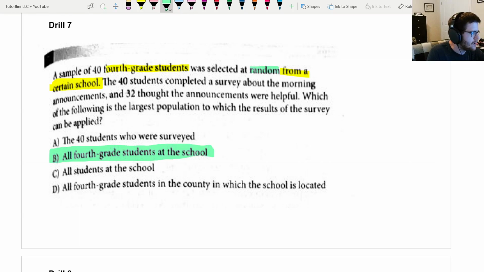Great. If they weren't selected at random, I suppose A would be right. It's just those 40 students. You see all students at the school. We didn't ask any fifth graders or third graders or anything, right? And then all fourth grade students in the county, we didn't ask students from the other schools. We only asked it from that certain school.